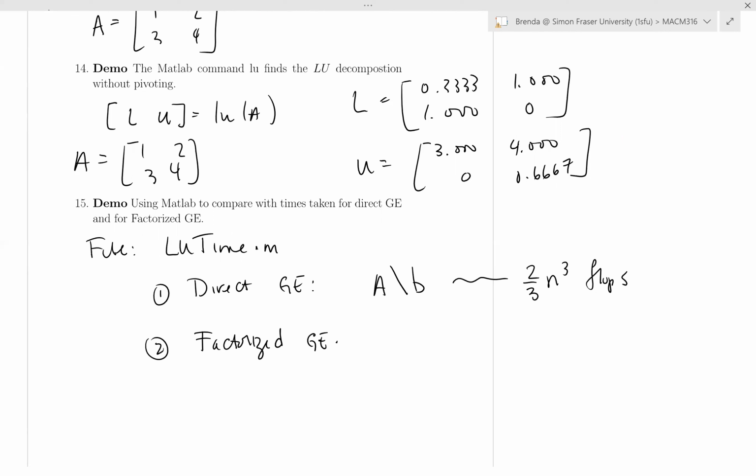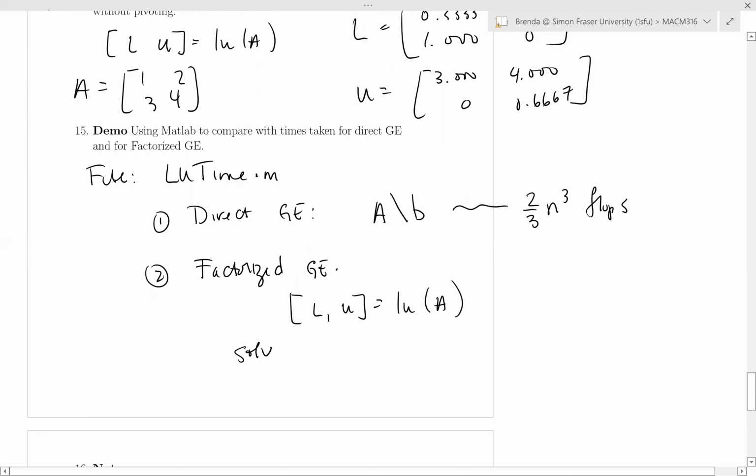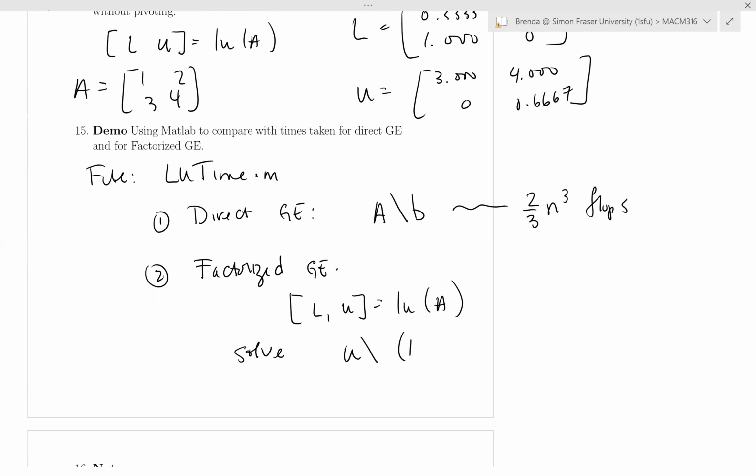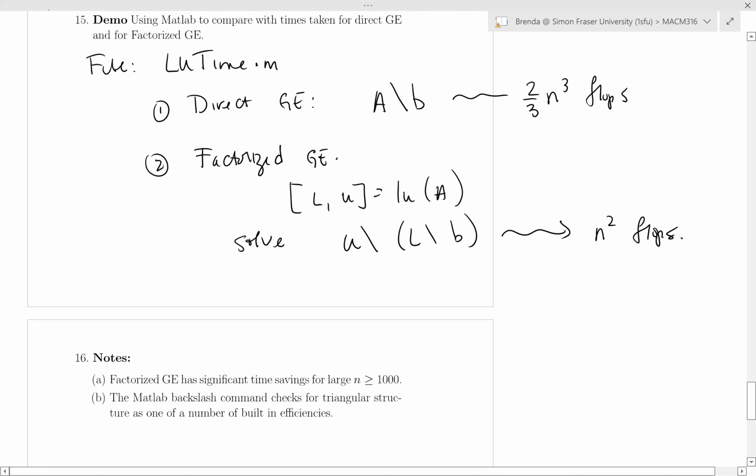So then what you do is ask it to factor the matrix, and then solve with backslash, L backslash b, and you'll find that this is in the order of n squared. So it's a significant time saving, especially when n is large.